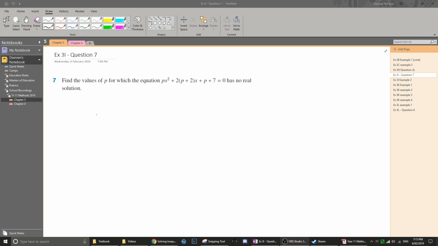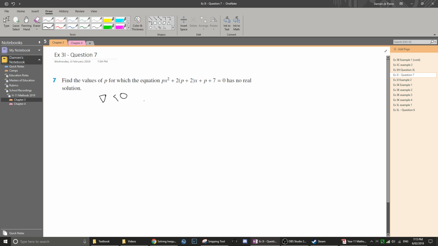Okay? So we're looking at inequalities and we've been looking at quadratics, and we've discovered that if the discriminant is less than 0, there are no real solutions. Okay? That's what we've discovered so far looking at the quadratic equation. If the discriminant comes out less than 0, there's no real solutions.